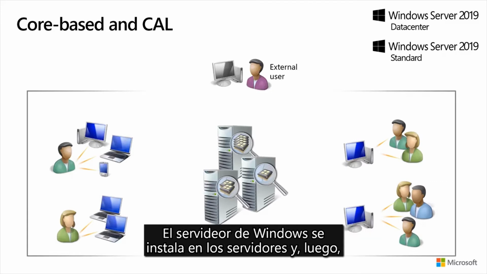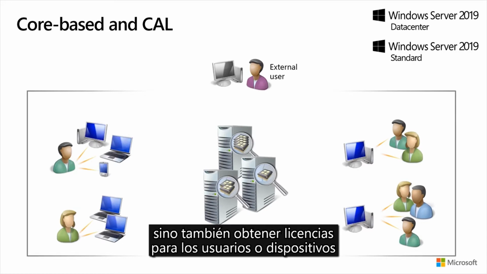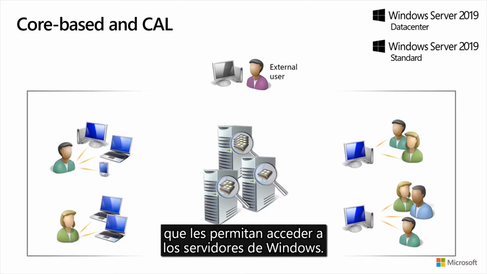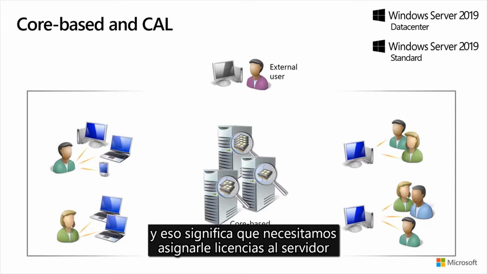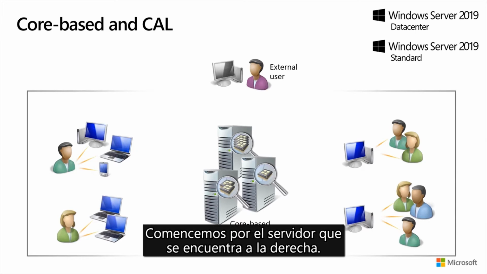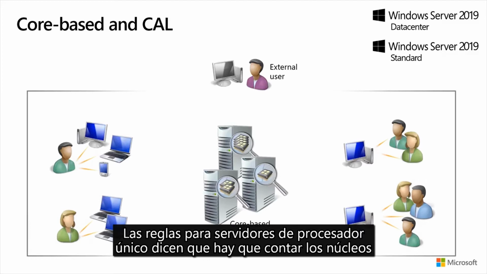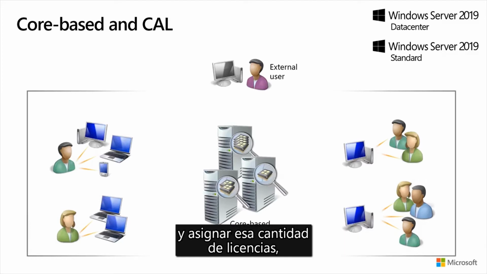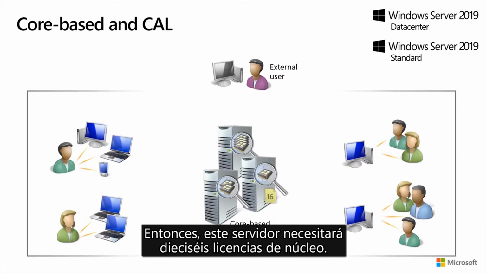So Windows Server will be installed on the servers, and then we need to assign licenses to those physical servers and also to license the users or devices to access the Windows servers. It's the servers that are licensed with a core-based model, and that means that we need to assign licenses to the server based on the number of physical cores. Let's take the server at the right-hand side first. Have a close look. You can see it's got a single processor with 4 cores. Now, the rules for single processor servers are that you count the cores and assign that number of licenses, whilst at the same time making sure that you assign a minimum of 16 licenses to the server. So this server will indeed need 16 licenses.